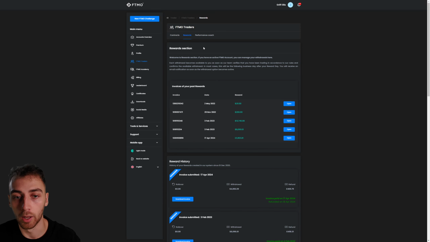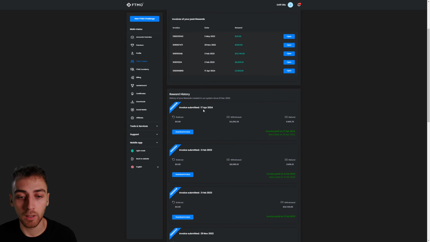You'll have a payout page here, and you can choose exactly how much you want to withdraw, and then you can follow the process and you can get it sent to bank transfer, I believe. I don't know what other payment options they've got. And you can see the payout here on April 17th.